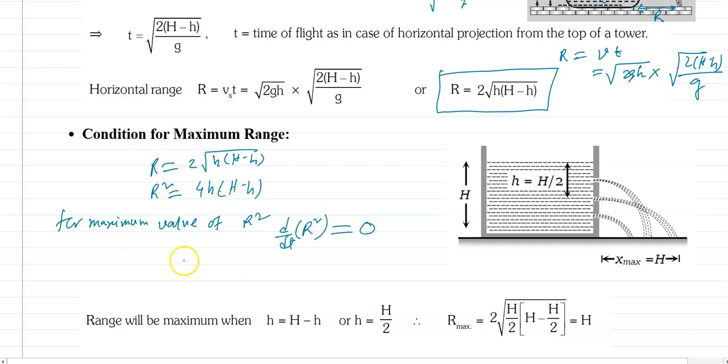Then I calculate that small h equals capital H by 2.